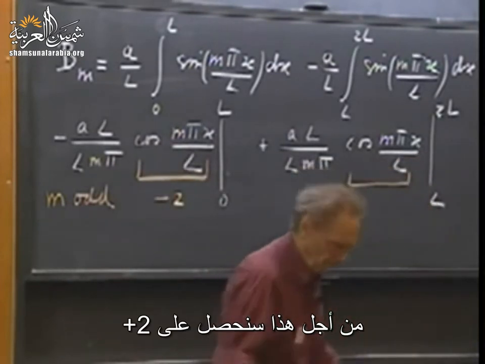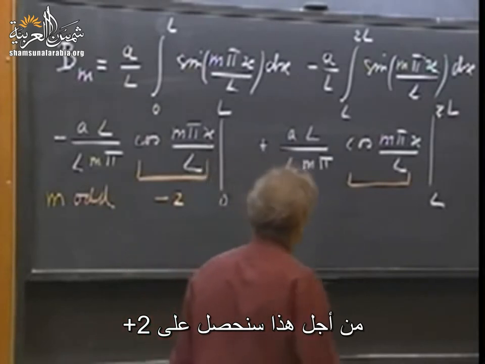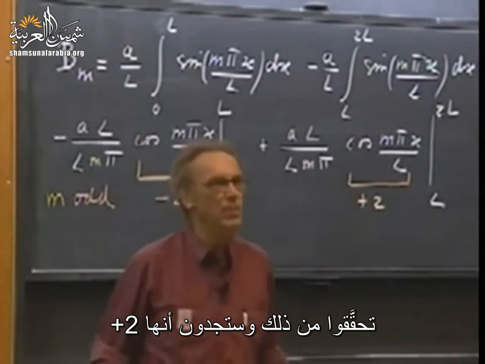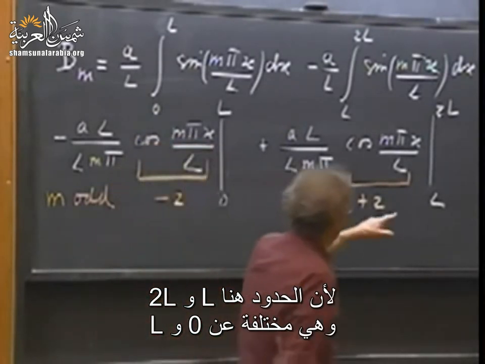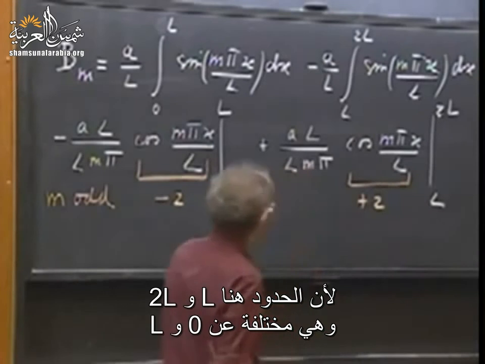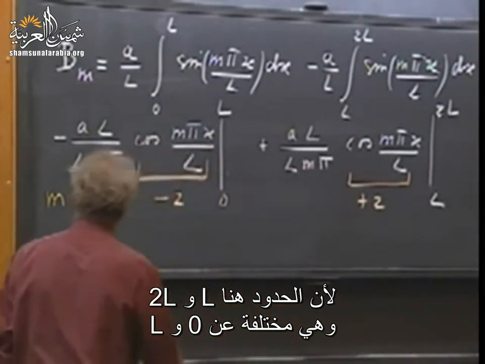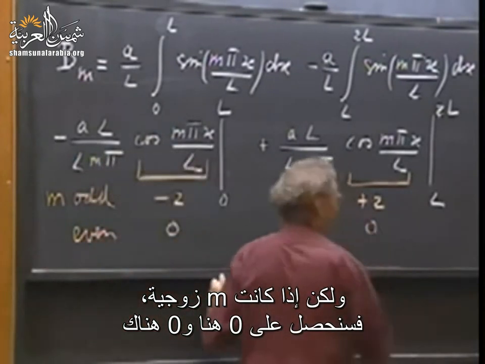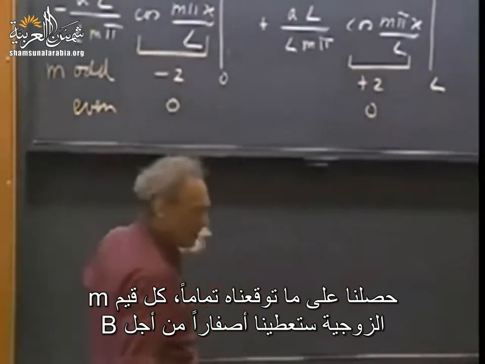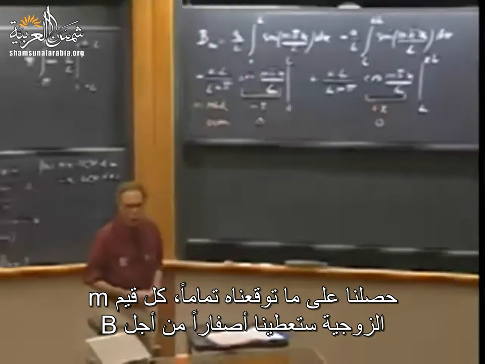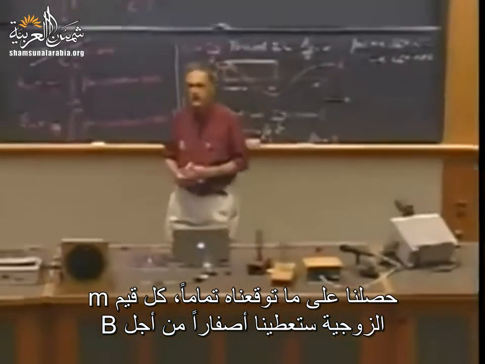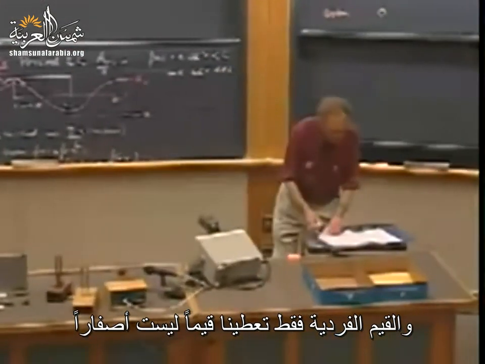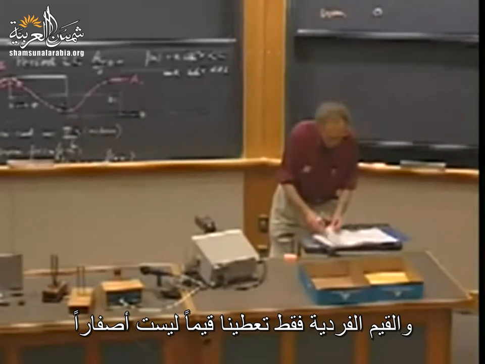And so this one, if you do that, you get plus 2. Check it, and you will see that it is plus 2, because the boundaries L to 2L are different. It's not the same as 0 to L. But if m is even, you get a 0 here, and you get a 0 there. And so what comes out is exactly what we predicted, that all even values of m will give 0 values for B, and that only the odd values will give me values that are not 0.